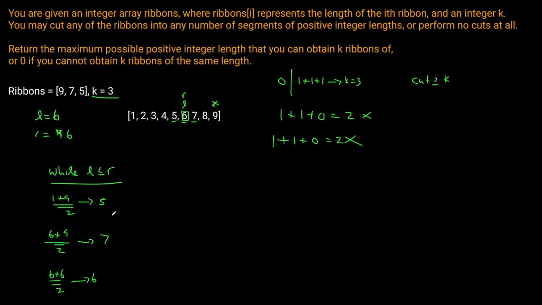So remember, if we can't cut, then the right must go to mid minus 1. So this is going to go equal to 5. And now we have broken our while loop here, because now left is no longer less than or equal to right. So that means that we have finished.